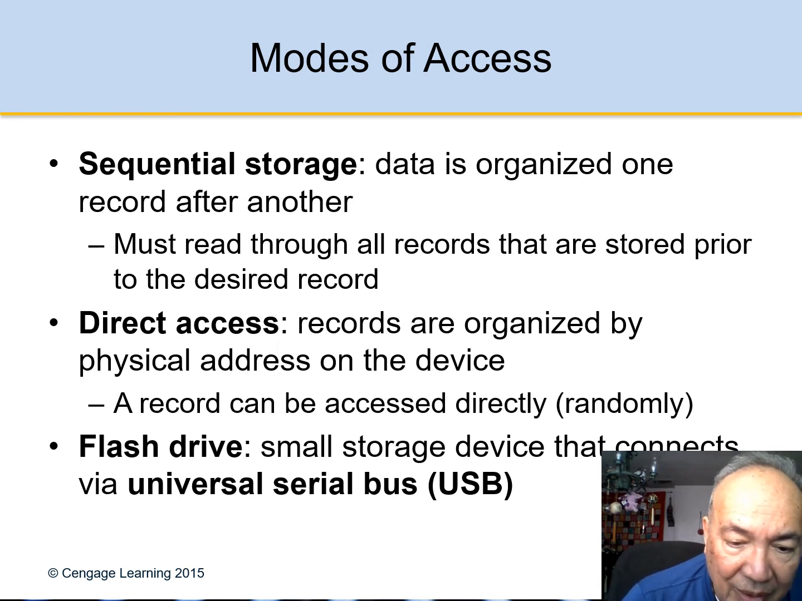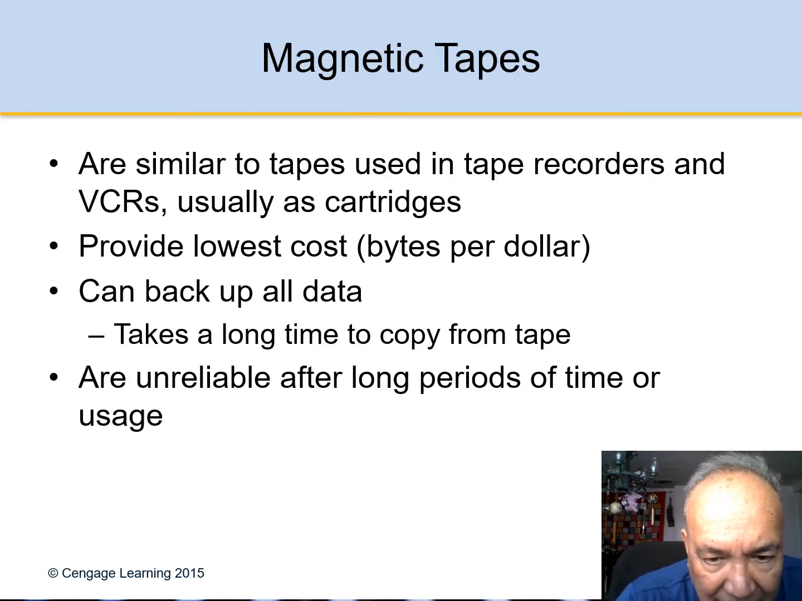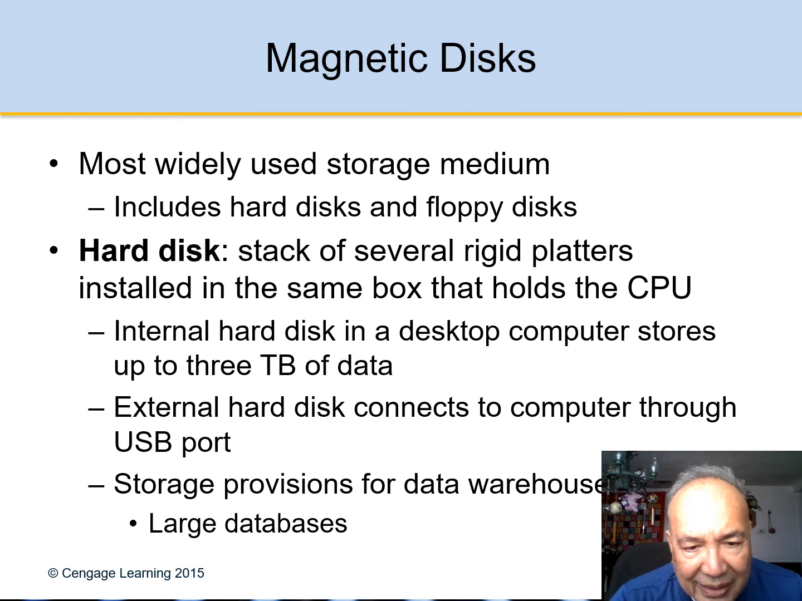Okay, and then now you have the USB drives, the flash drives. So this is sequential, it goes from part to part, versus direct access, which reads like this. And then magnetic tapes, which work similar to tape recorders and VCRs. Some of them are old technology right now. We're not even using this anymore because you have YouTube and Netflix, which are on the cloud. You rent it from the cloud. Magnetic disk, the hard disk.